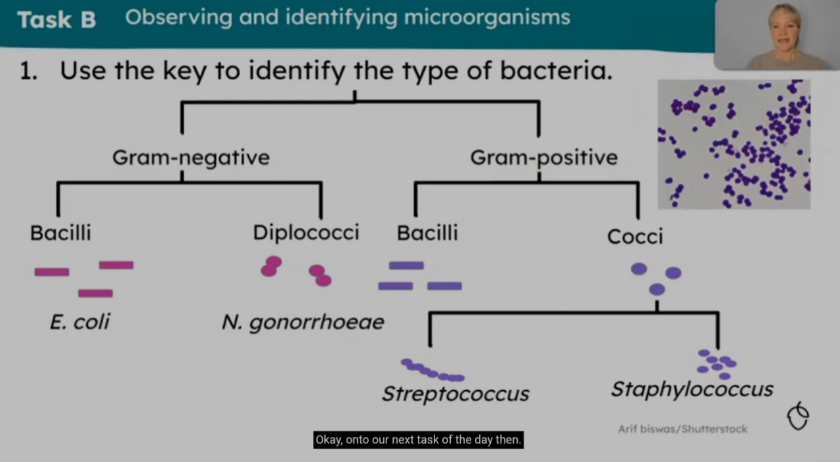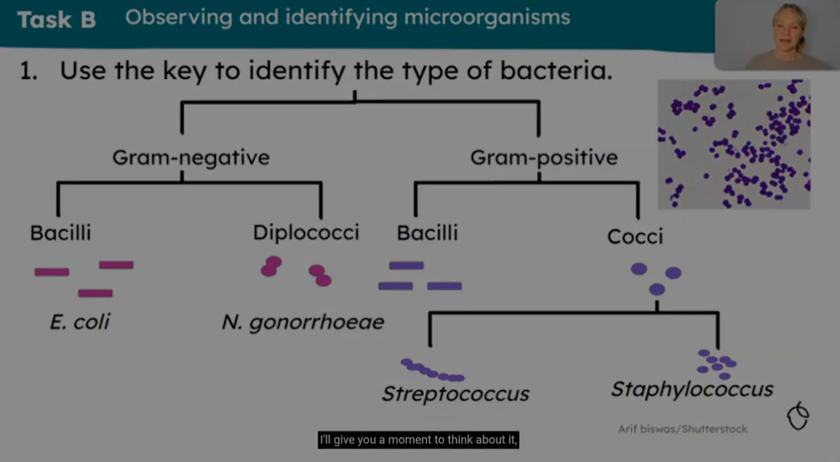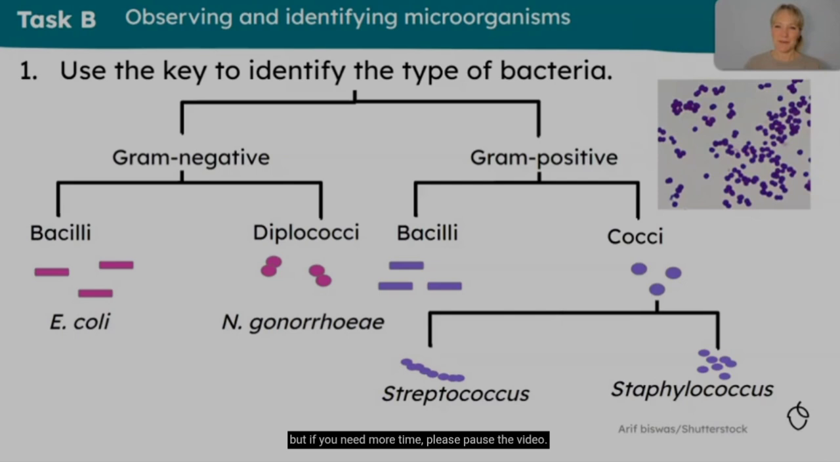Okay, on to our next task of the day then, and you can record your results on your worksheet. So use the key to identify the type of bacteria. So in that image there, in the top corner, we've got some different type of bacteria. Can you work out whether or not we think they are gram-negative or gram-positive? Are they bacillus or are they cocci? I'll give you a moment to think about it, but if you need more time, please pause the video.